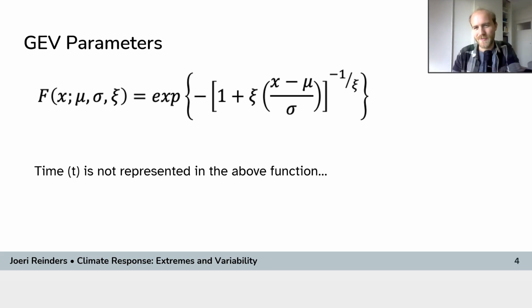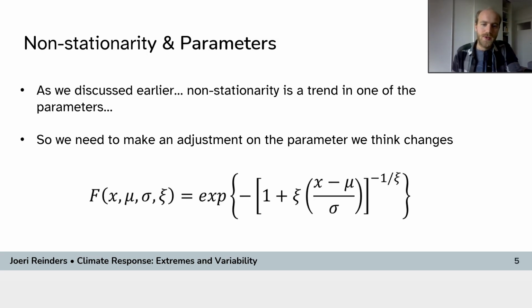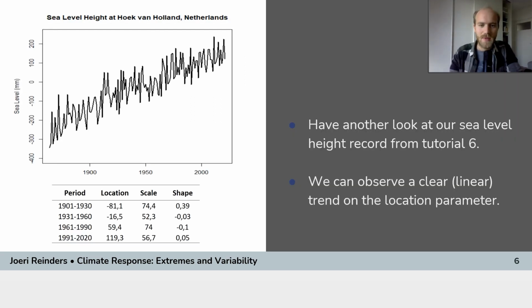As you have seen, we cannot really distinguish a time component here. There's no t or anything that represents time. And that's an issue because stationarity is about changes of parameters over time. So we need something of time to be included to incorporate non-stationarity. So how are we going to do that? How can we make that part of our analysis?